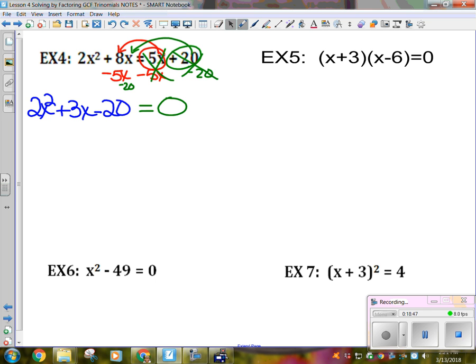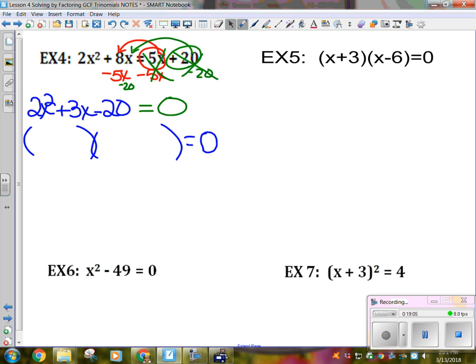Okay, first thing I look for, I notice there's a 2 in the front, so this may have a GCF. Oh, I don't see one, though. I don't know, is there a number that goes into a 2, that goes into 3, that goes into 20? Okay? So this is going to take some trial and error.